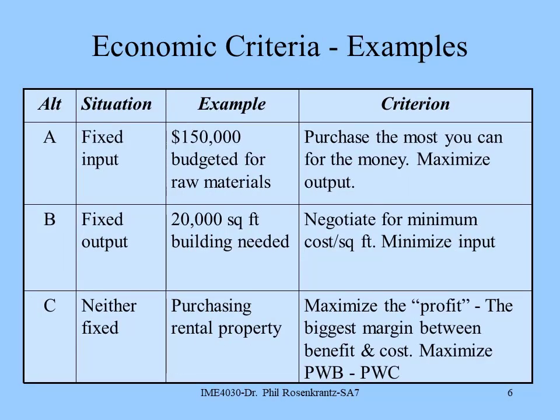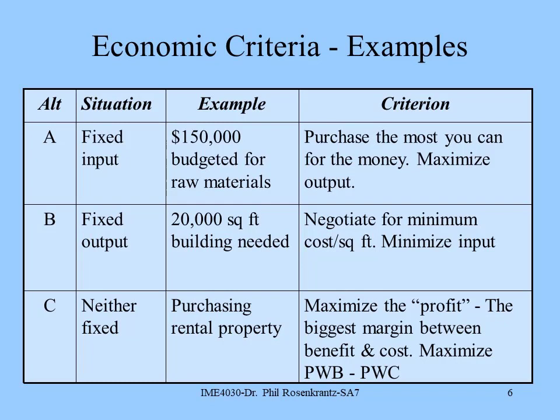If we have a fixed input situation, that might be where we have $150,000 budgeted to purchase raw materials. So our goal would then be to purchase the most we can with that $150,000. Get the most return, the biggest bang for our buck, so to speak.